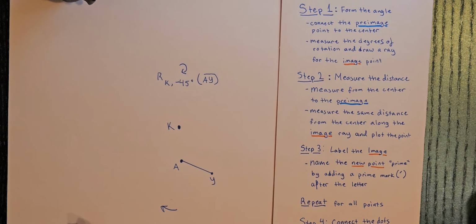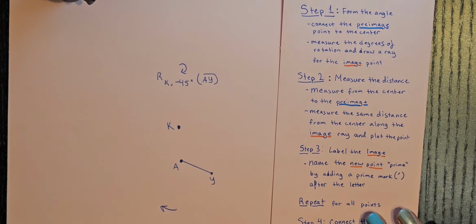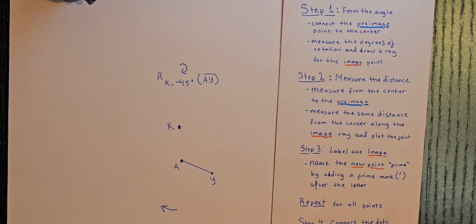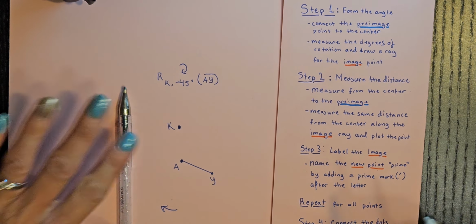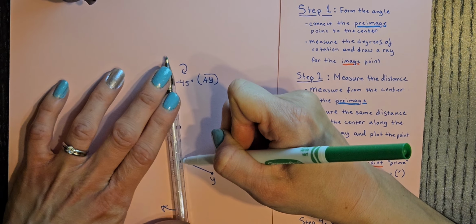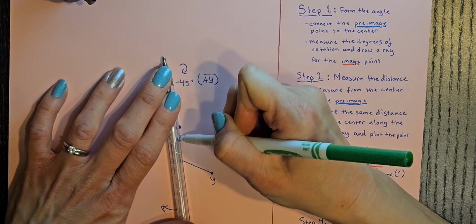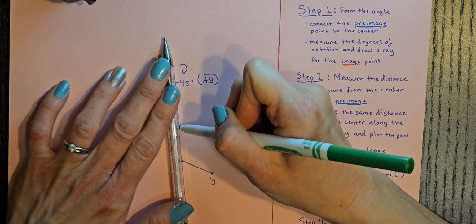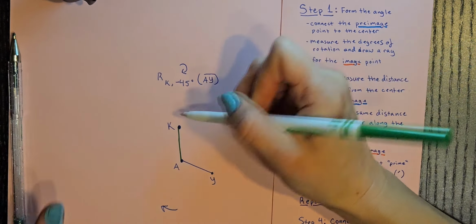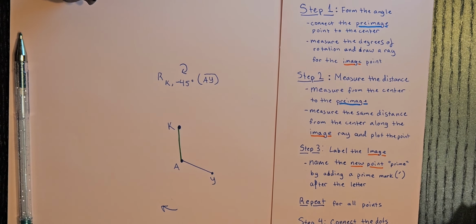Step 1 is that we are going to form our angle. We are going to take our straight edge and connect point A to point K. We're going to rotate point A first, so we connect A to K. And then we're going to measure our degrees. We want a 45-degree angle.